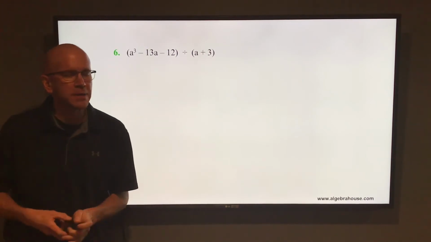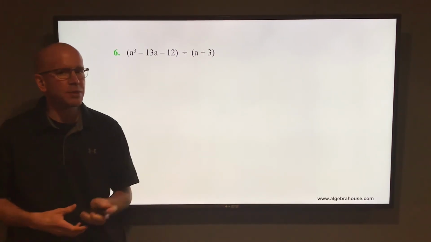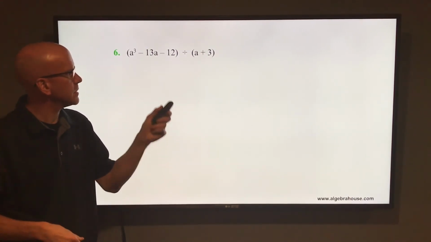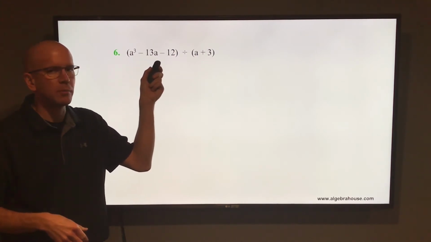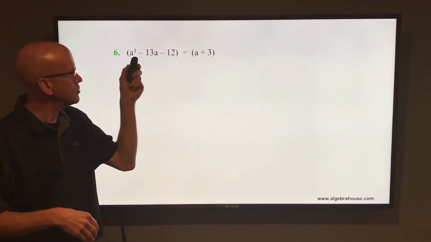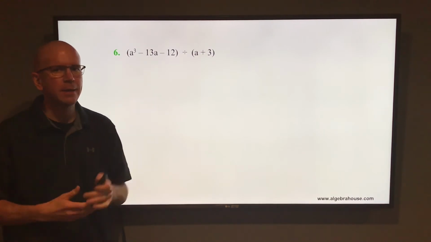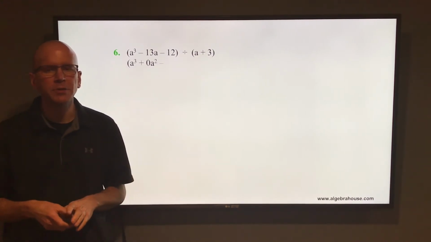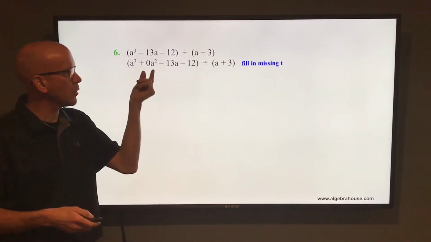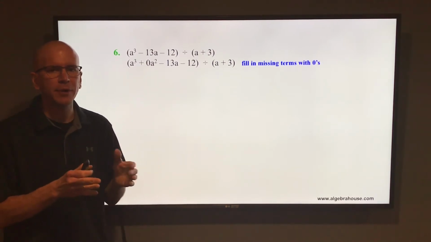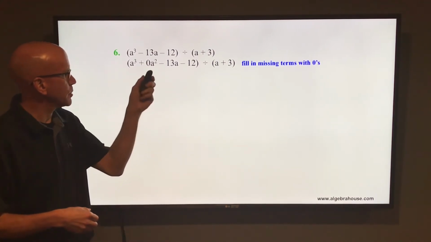Dividing a to the third minus 13a minus 12 by a plus 3. But this one's a little different because notice we're skipping a term. Where's the a squared term? You're jumping from a to the third to a. So what you have to do in this situation is fill in with a 0a squared. We need to have that there as a placeholder. So put a 0a squared in.